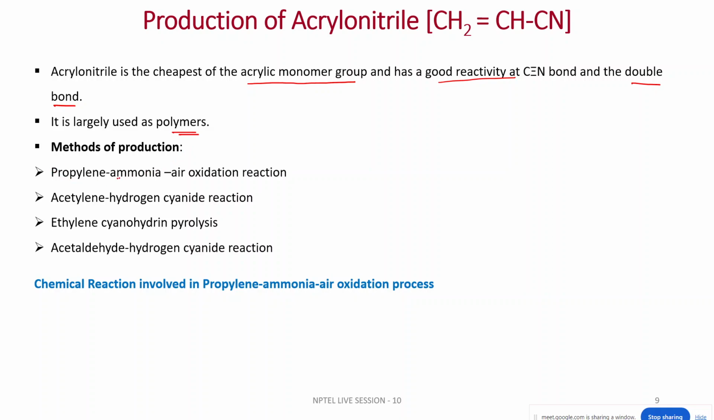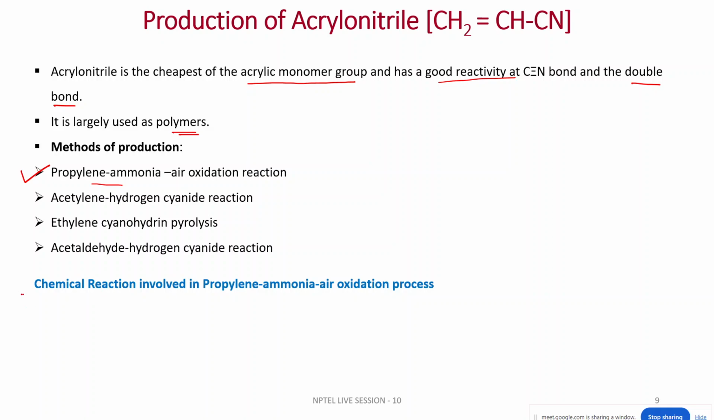First method is propylene ammonia air oxidation reaction, acetylene hydrogen cyanide reaction, ethylene cyanohydrin pyrolysis reaction, acetaldehyde hydrogen cyanide reaction. So these four various routes are available to produce the acrylonitrile. Now we will be focusing on the first process and we will discuss how this acrylonitrile is produced by this process.